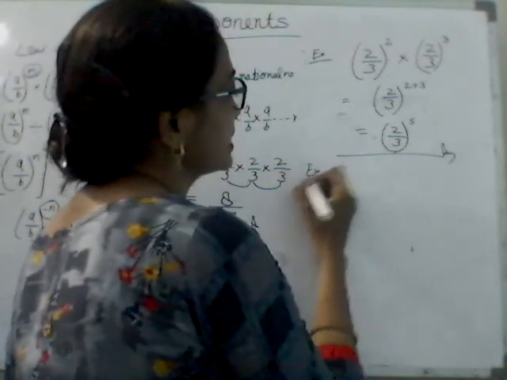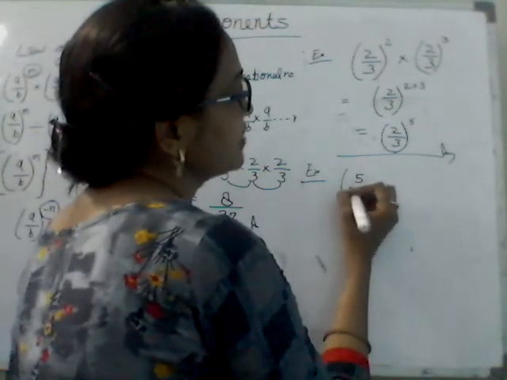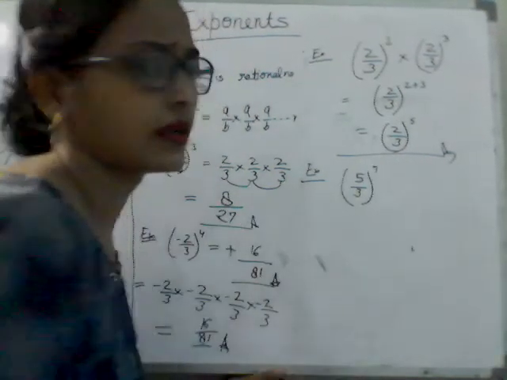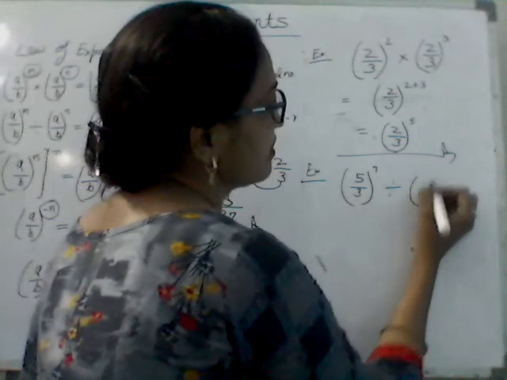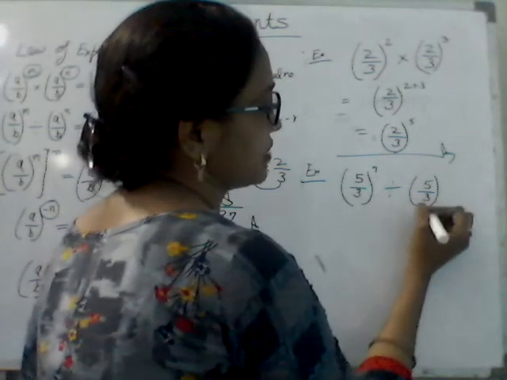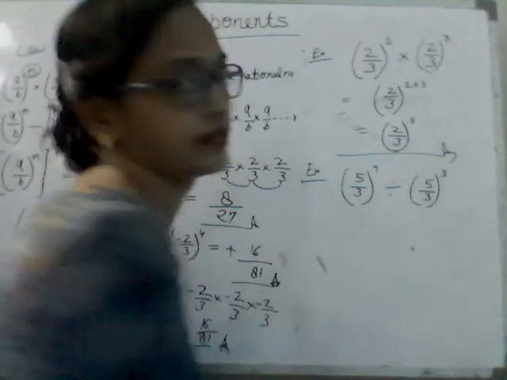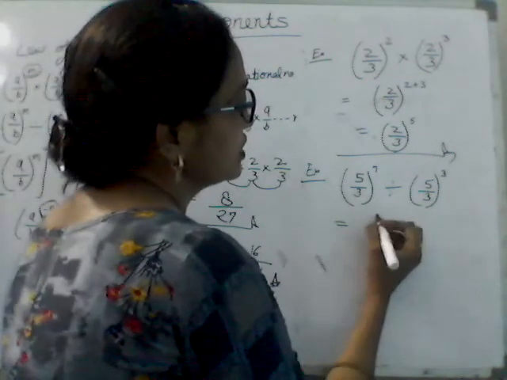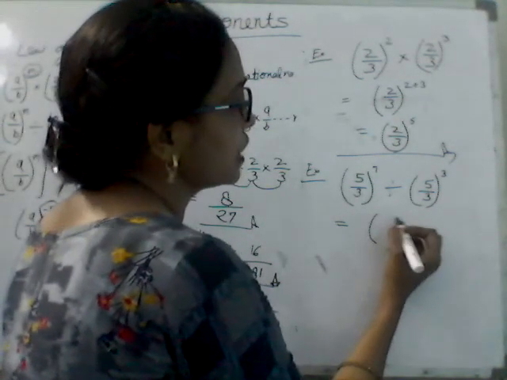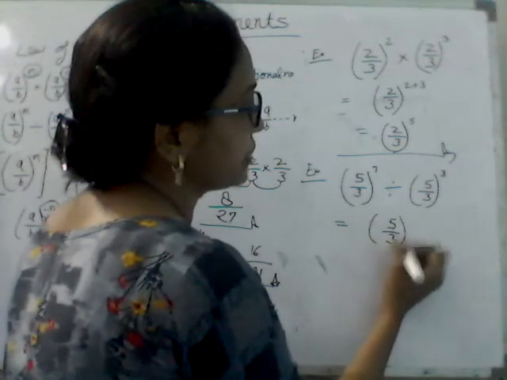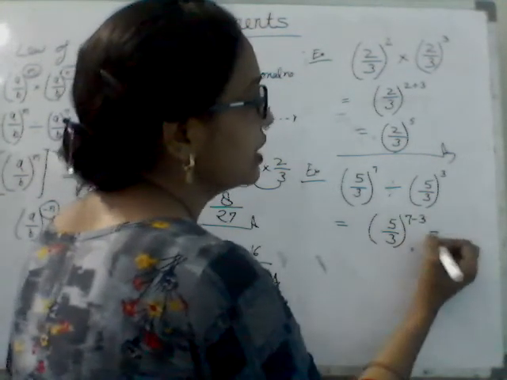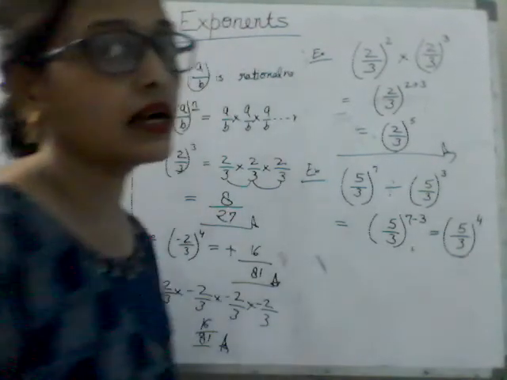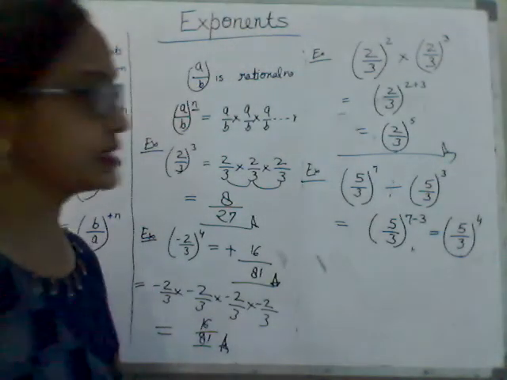Next, the second example is: (5/3) to the power 7 divided by (5/3) to the power 3. Now use the second law of exponents: (5/3) to the power 7 minus 3, that means (5/3) to the power 4. This is the law of exponents.